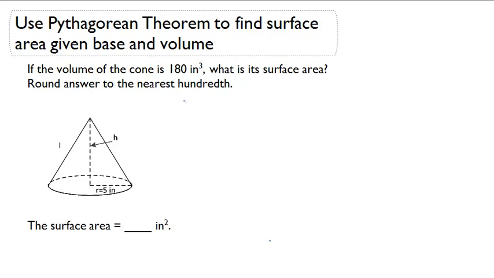To find the surface area given the base and the volume. If the volume of a cone is 180 cubic inches, what is its surface area? Round your answer to the nearest hundredth. Okay, let's take a look at this cone.